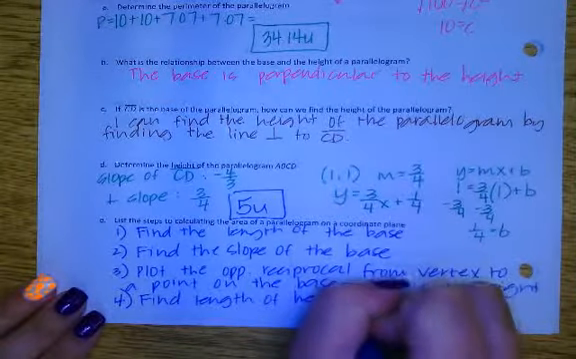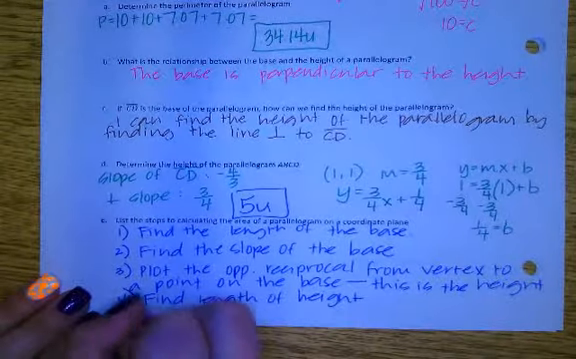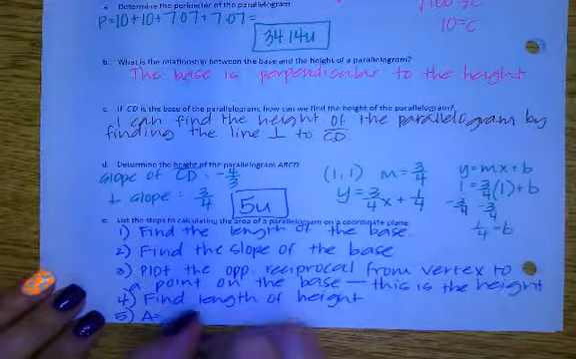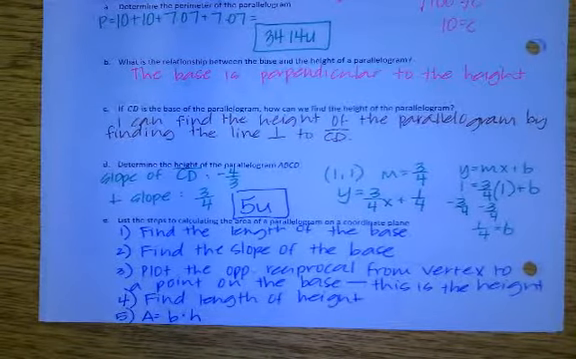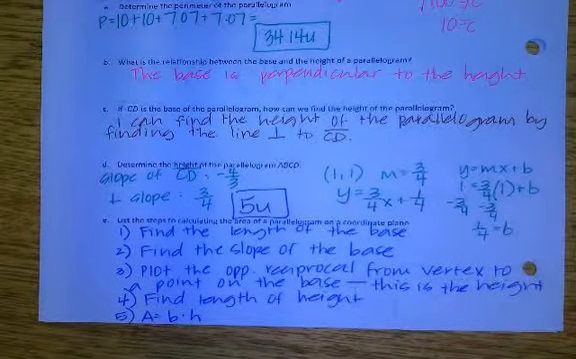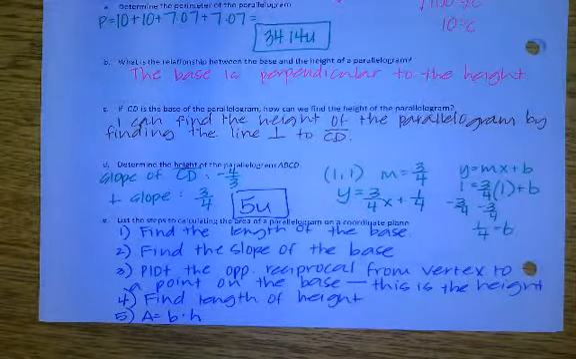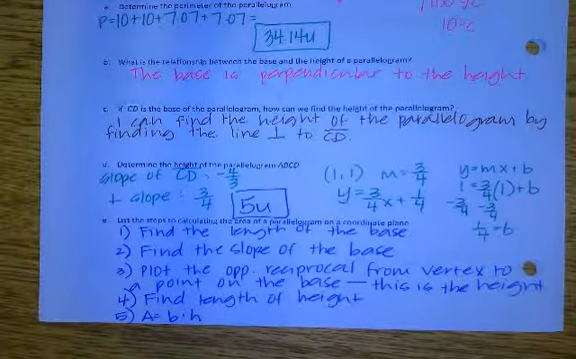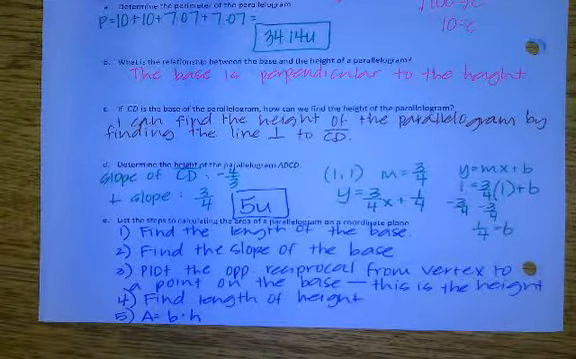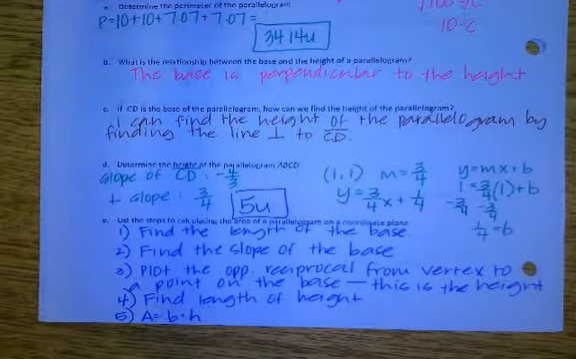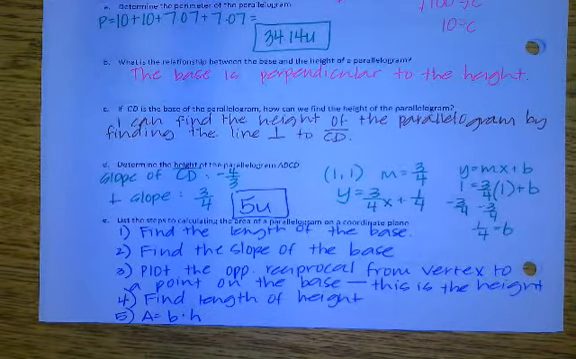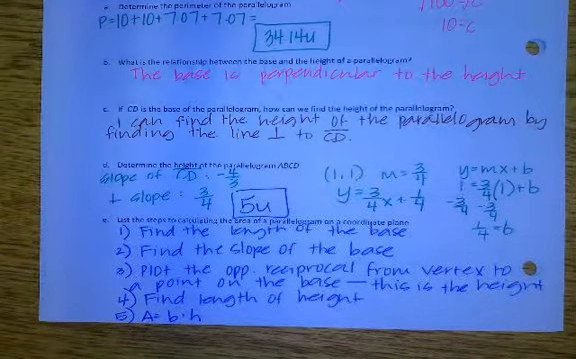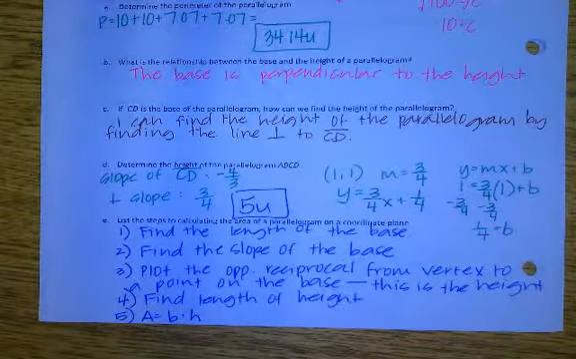If I asked you to take it a step further and find area, what would you do? Very good. Base times height. Okay, so the big idea here is making sure that we remember that a height has to be perpendicular to the base, and the way that we guarantee it's perpendicular is taking the opposite reciprocal slope. Questions on page 2? Okay.